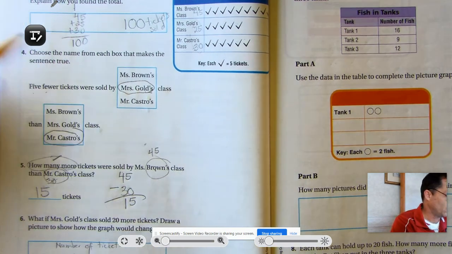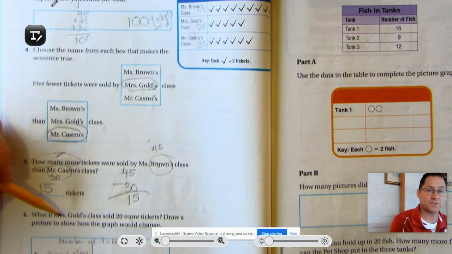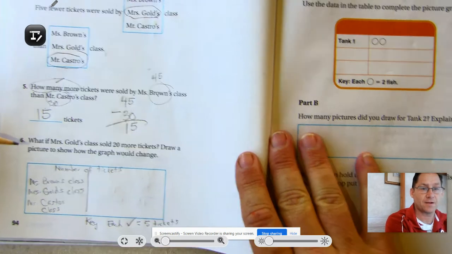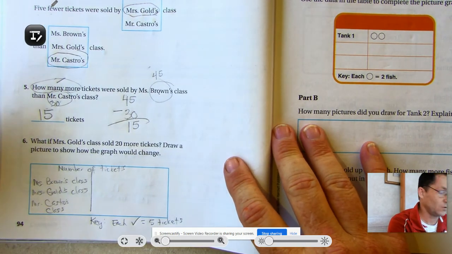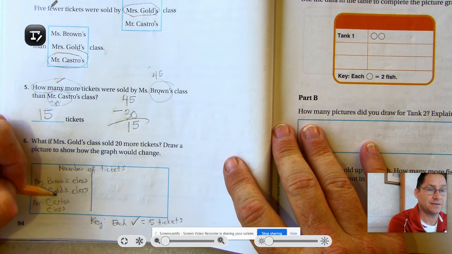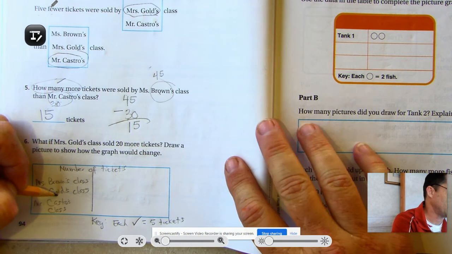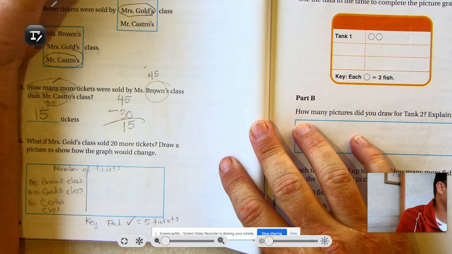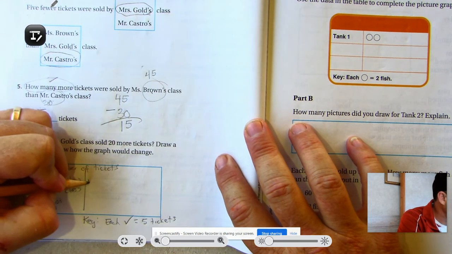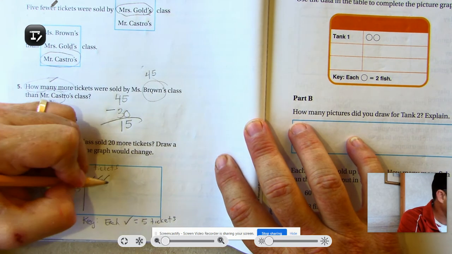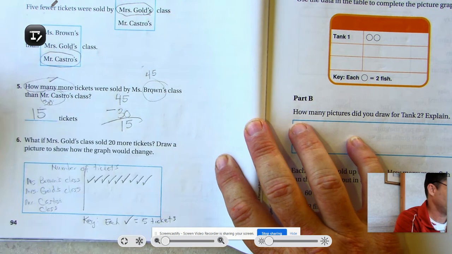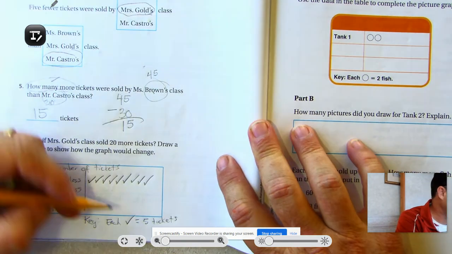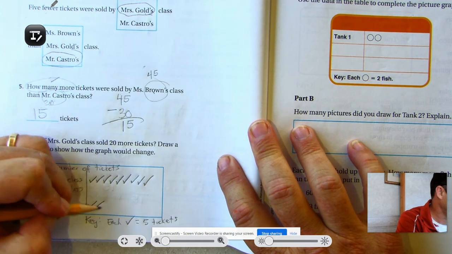Okay, so when we look at this, what if Mrs. Gold's class sold 20 more tickets? So only Mrs. Gold's class totals are going to change. Miss Brown's is going to stay the same. And so there were 9 check marks for Miss Brown. 1, 2, 3, 4, 5, 6, 7, 8, 9. Mr. Castro's class had 6 check marks.